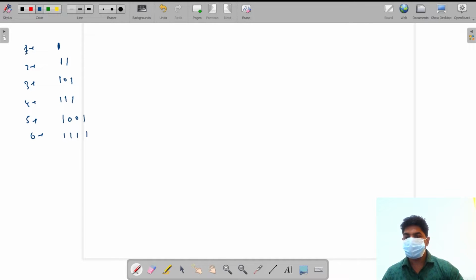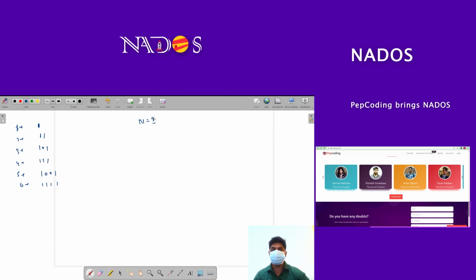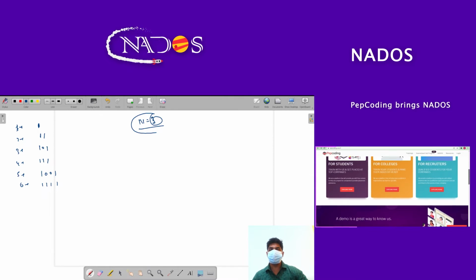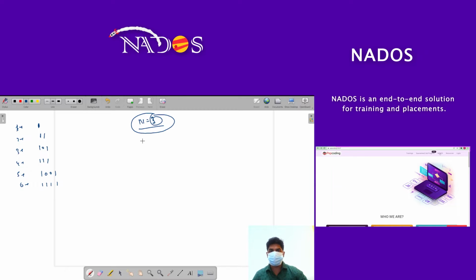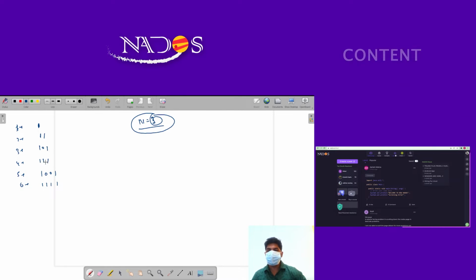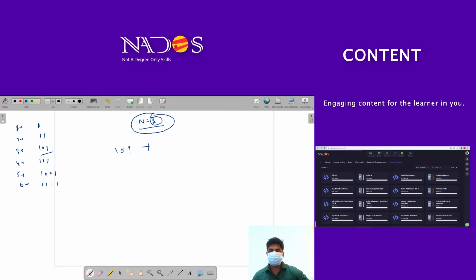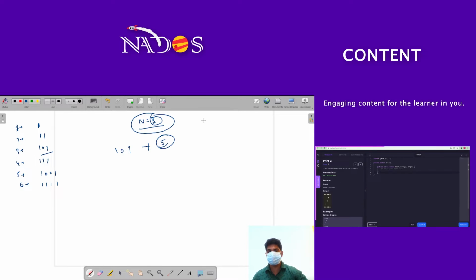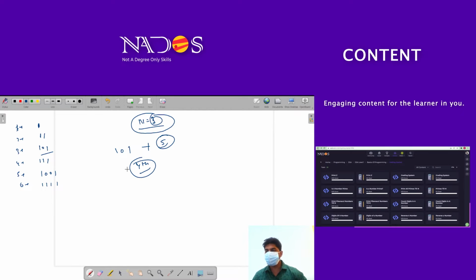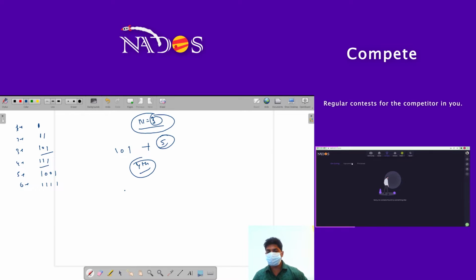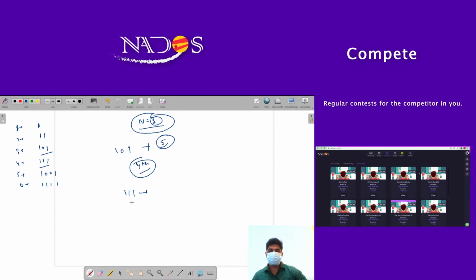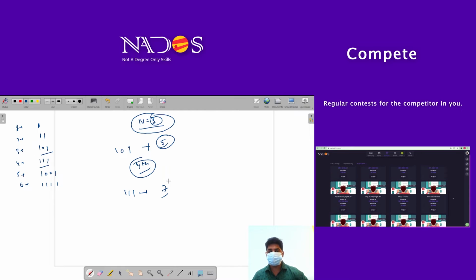So if n equals 3 is given to us, we have to tell the third number whose binary representation is a palindrome. The third such number is 101, and if you convert it into decimal, the answer would be 5. So 5 will be the answer for this case. Similarly, if you ask for the fourth number whose binary representation is a palindrome, it is 111. If you convert it into decimal, the answer will be 7.